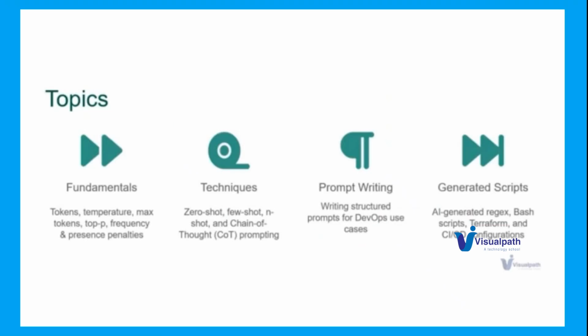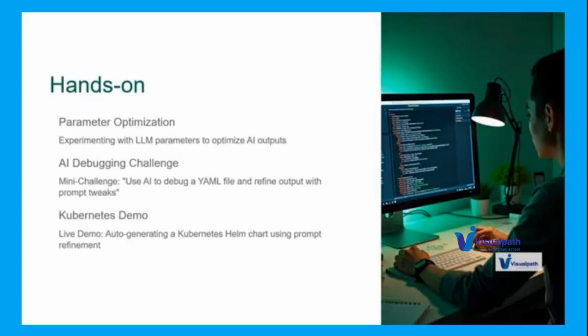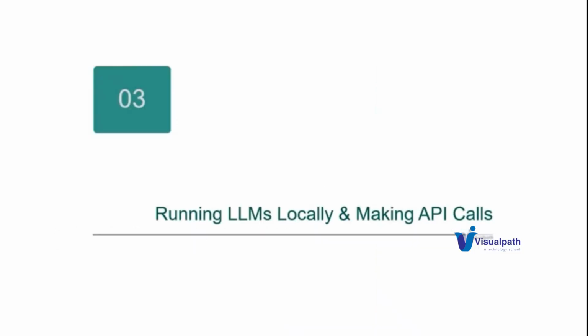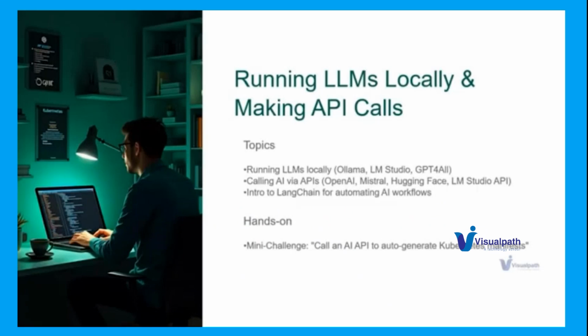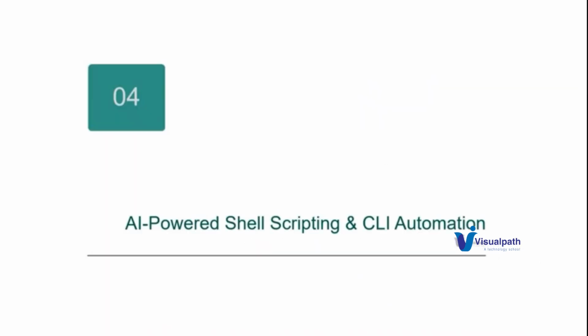And prompt engineering, I have already told you what prompt engineering is and how to convey or connect with LLMs and AIs through prompt engineering, and running LLMs locally and making API calls. This also we have discussed: we can download LLM models into our local machine and do the work, or else we can directly connect with the API models from OpenAI or other big providers.